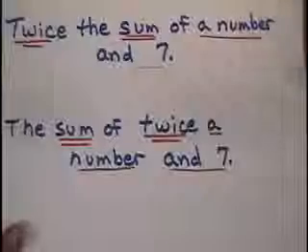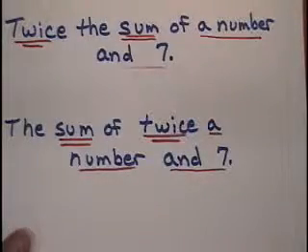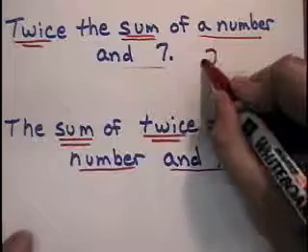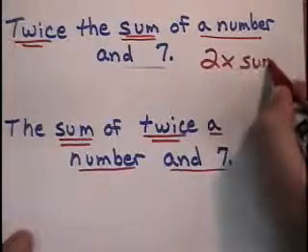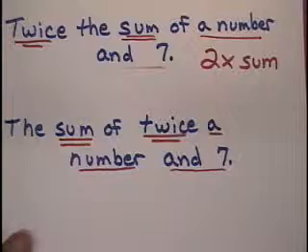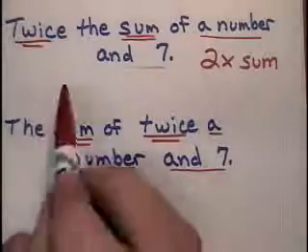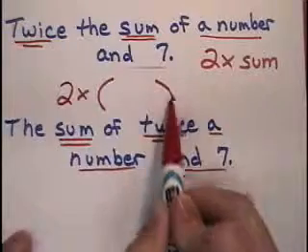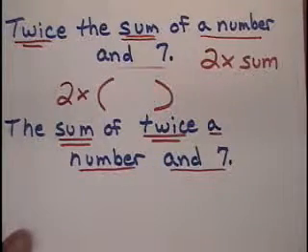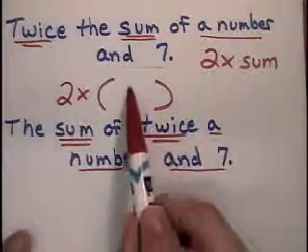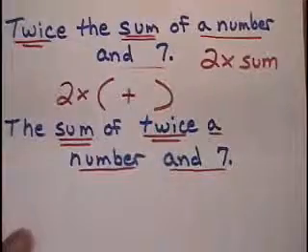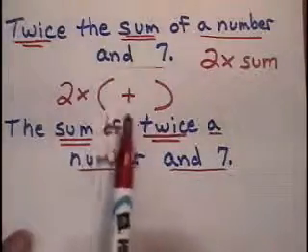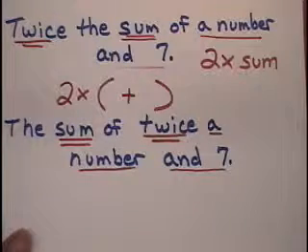Twice the sum means that we're going to take 2 times a sum. And we said the sum was an answer to an addition problem. So when I write this problem, I'm going to take 2 times an answer. Well, I don't know that answer yet. So I'm going to use parentheses to show that first I have to find that addition problem, calculate that addition before I can take twice.